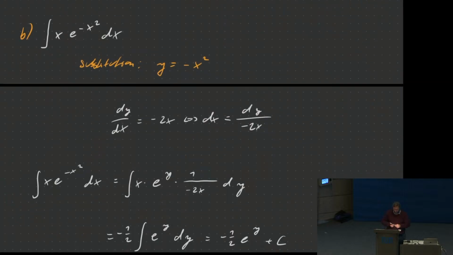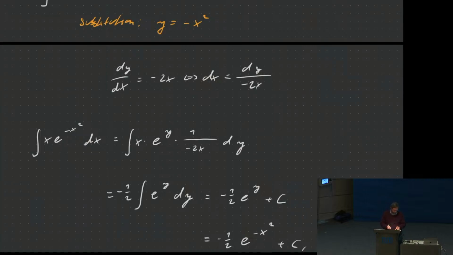All right, one more quick example. Integral over x e to the minus x squared. Again, it's easy to integrate something like e to the x or e to the minus x. But with the x squared in there, it's not so easy. So let's try substitution to get rid of that. We substitute y for minus x squared. Almost the same thing. dy by dx is then minus 2x. Solving for dx yields this expression.